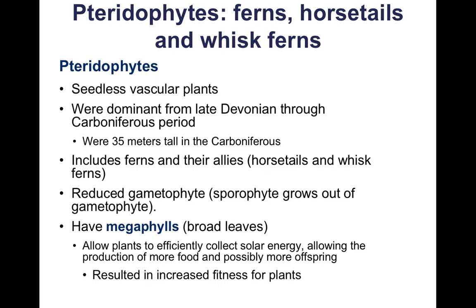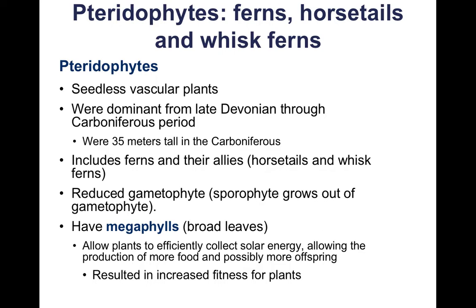So this group is going to include the ferns. It's sometimes also called the fern allies, which are the horsetails and the whisk ferns. Again, in this group, it's going to have a dominant sporophyte and a reduced gametophyte. And the sporophyte is actually going to grow out of the gametophyte.